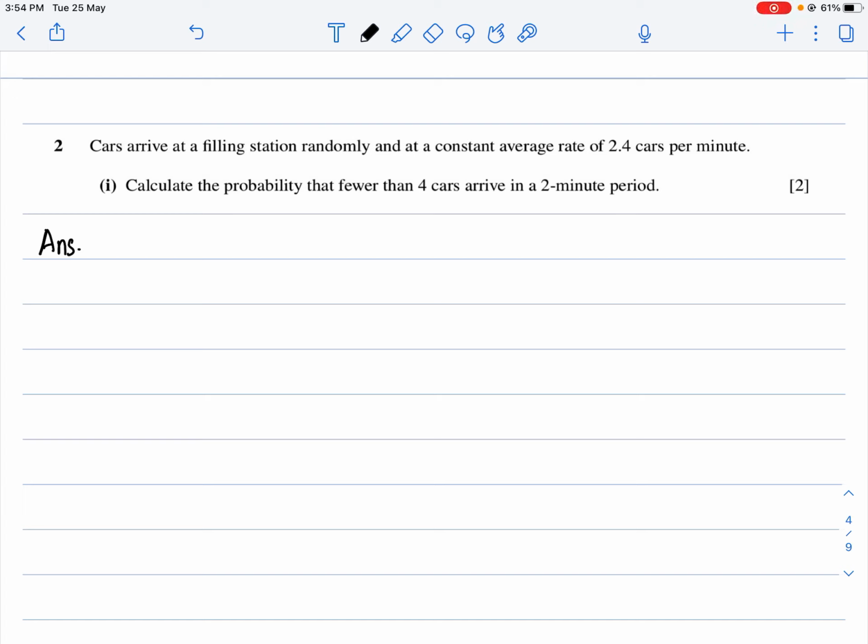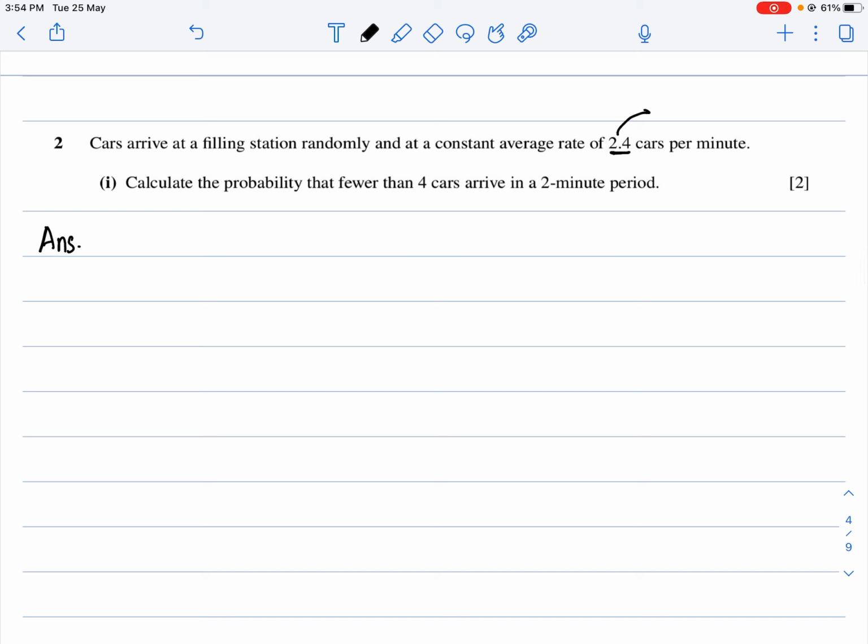This is the second question of the paper. As you can see, cars arrive at a filling station randomly at a constant average rate of 2.4 cars per minute. That suggests that my lambda is 2.4. I need to calculate the probability that 4 cars arrive in a 2-minute period, and that fewer than 4 cars arrive in a 2-minute period.